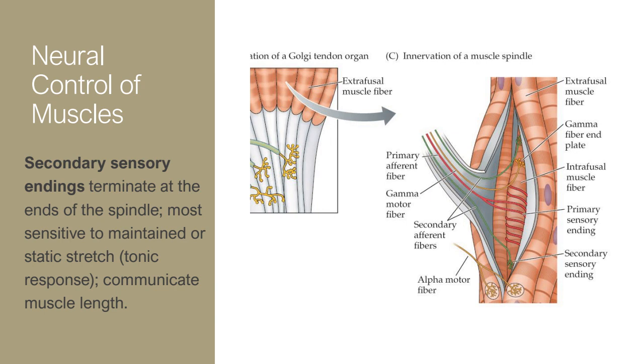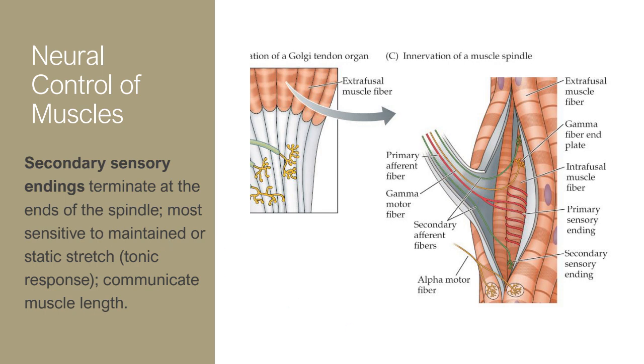So we've also got these secondary sensory endings that terminate at the end of the spindle. Okay, so let's get our primary. Our primary sensory endings, that's the red one. The secondary ones are the green ones here.